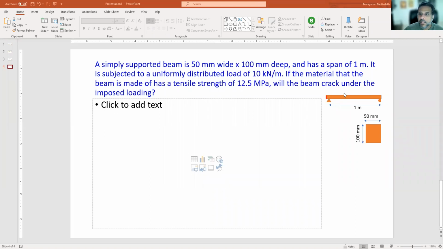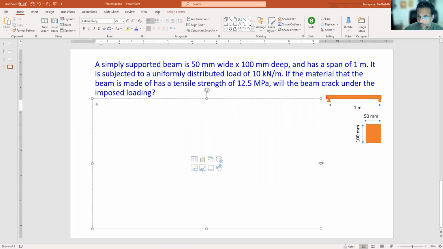Span of a beam is the distance between the supports of the beam. This simply supported beam has 2 supports. The span is the distance between supports. 1 meter is a span. It is subjected to a uniformly distributed load of 10 kilonewtons per meter. If the material that the beam is made of has a tensile strength of 12.5 megapascal, will the beam crack under the imposed load? The question is, will the beam crack?